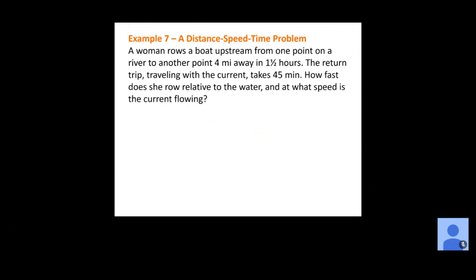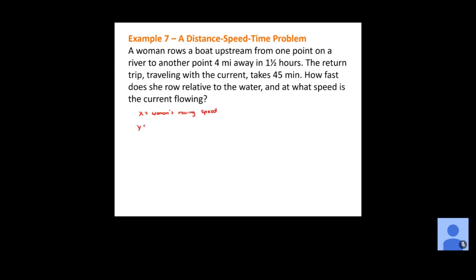We want to know how fast does she row relative to the water and at what speed is the current flowing. Okay, so we've got basically a situation where a woman's rowing a boat upstream and the current's pushing against her. Then she comes back downstream. It's helping her out. We want to know how fast would she be rowing in this situation and how fast is the water moving, which means we have two different variables that we're solving for. So I'm going to set this up as x is the woman's rowing speed.